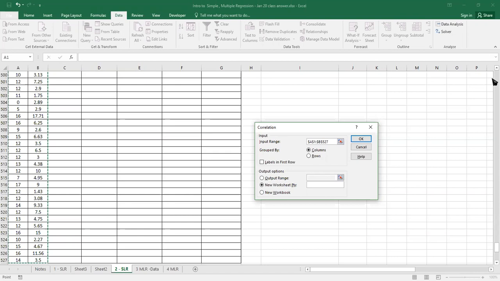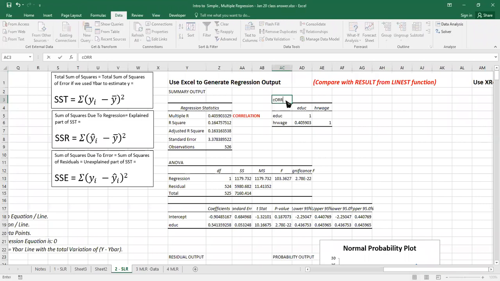Alright. Take a look at this, guys. This is the correlation output. So the correlation of education with education is of course 100%. It's perfectly collinear because it's the same variable. Hourly wage with hourly wage is also this one. The correlation of hourly wage and education is 0.405. And this is equal to it. Correlation of education and hourly wage is the same as hourly wage and education. Okay? So we showed that last time, right?